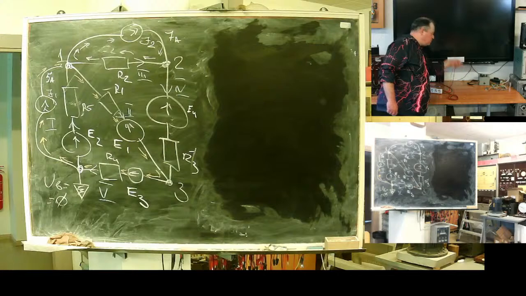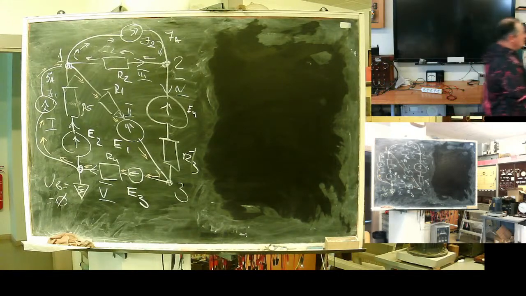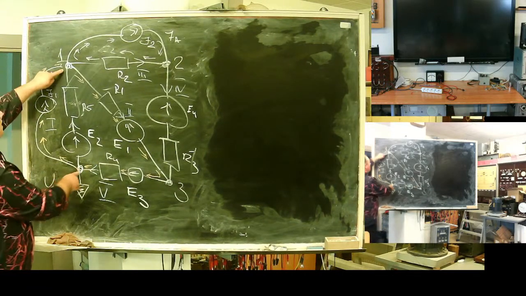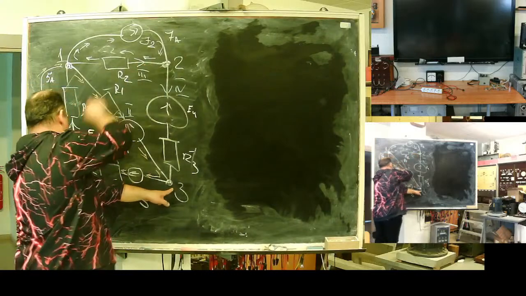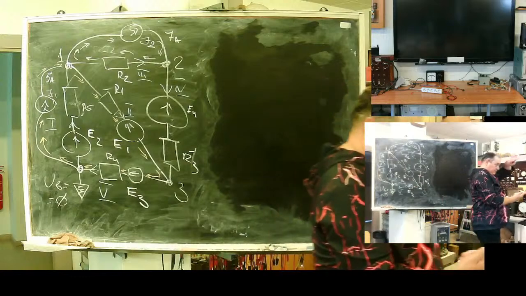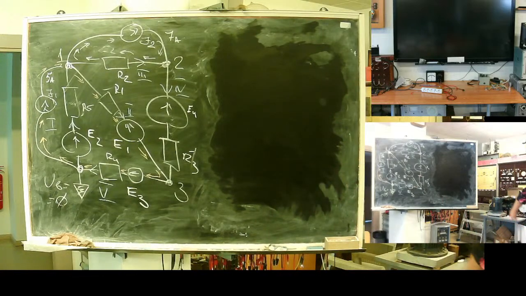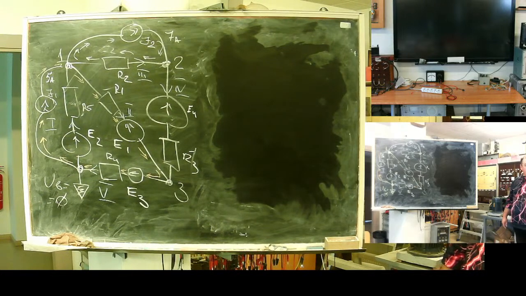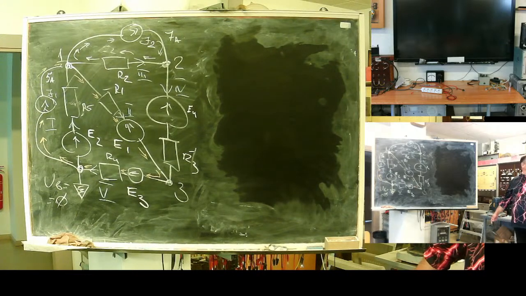With voltmeter test leads, I can measure here, here, here, and here. These will be voltage drops between those points. But what is a closed contour? The sum of voltage drops in the closed contour. What is a closed contour?